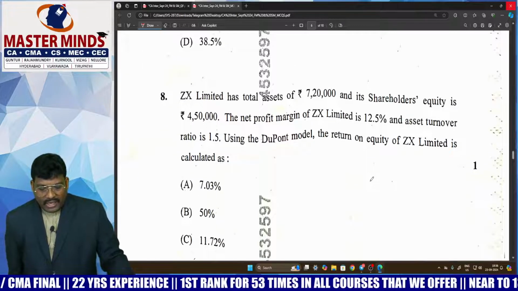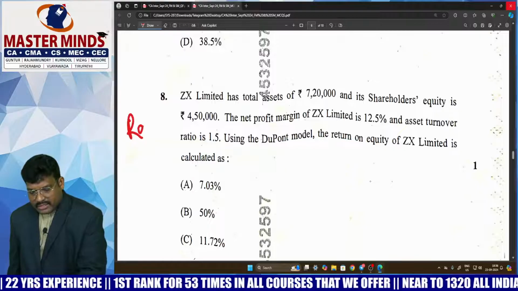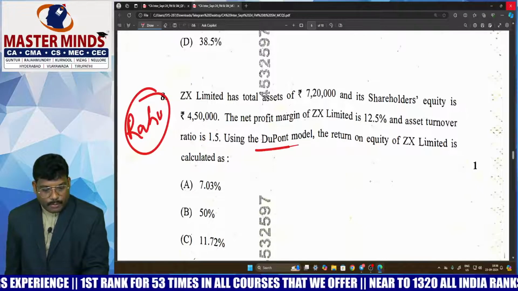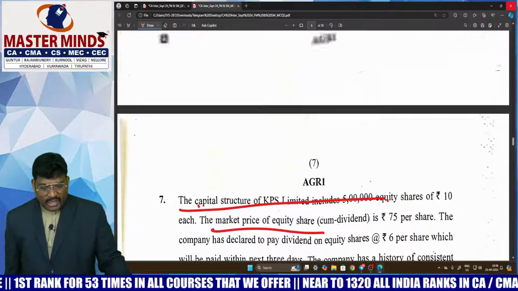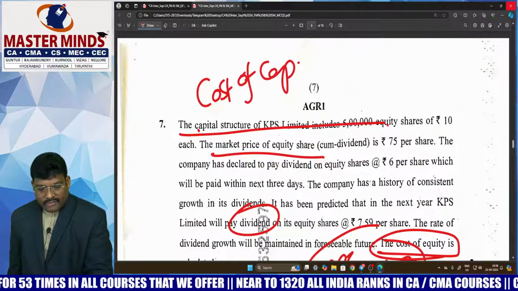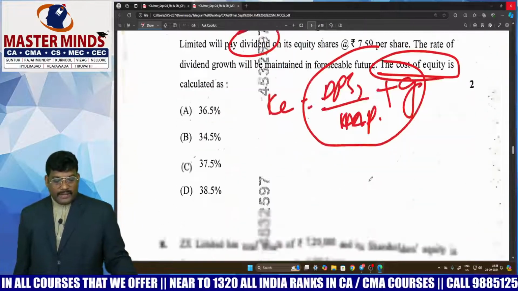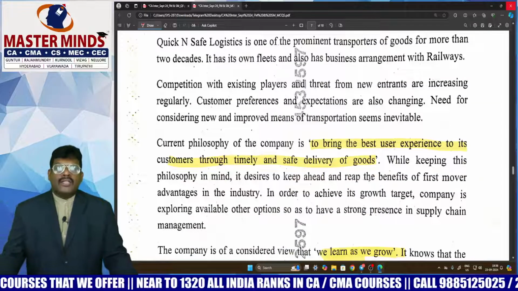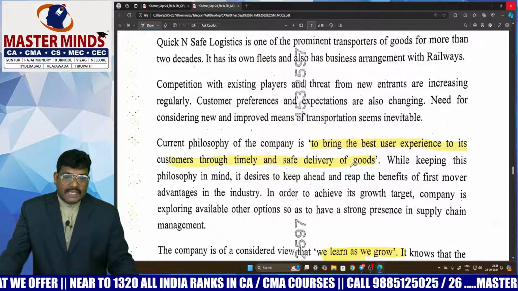Thereafter you have ZX Limited. This problem is a ratio analysis, the DuPont model analysis. Another one is cost of capital, and here it is the leverages. All the questions are easy to answer, but you need to pay a little bit of attention.